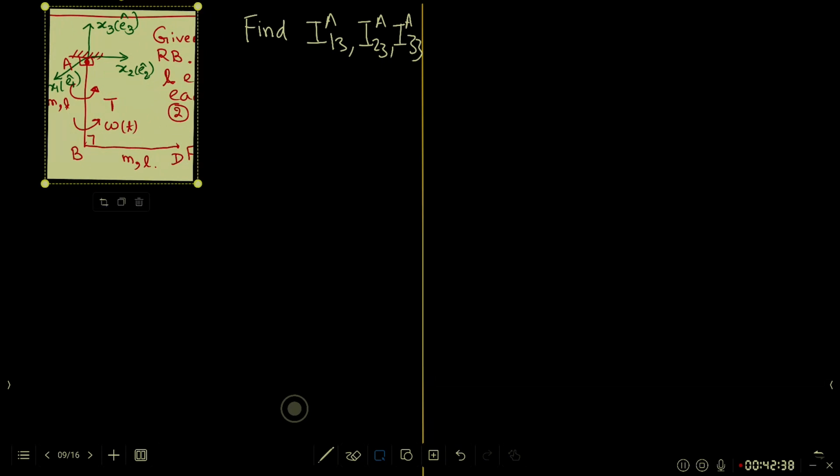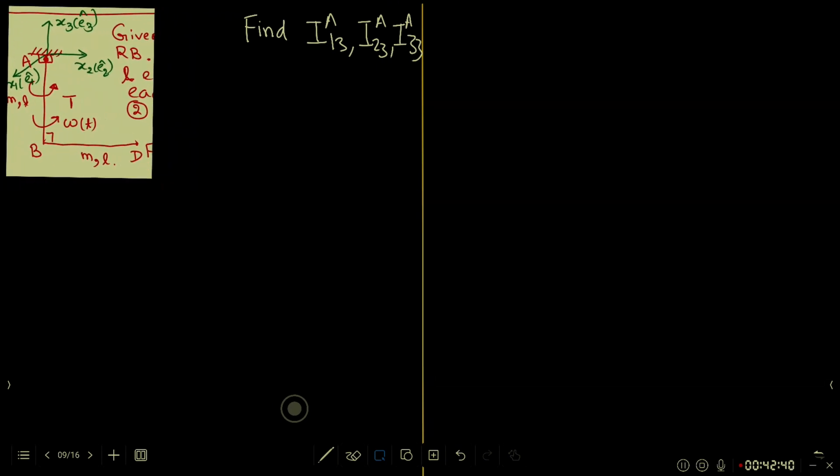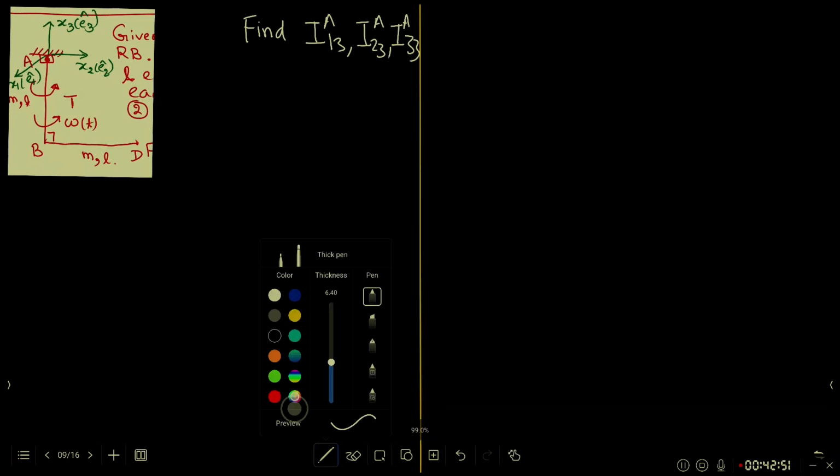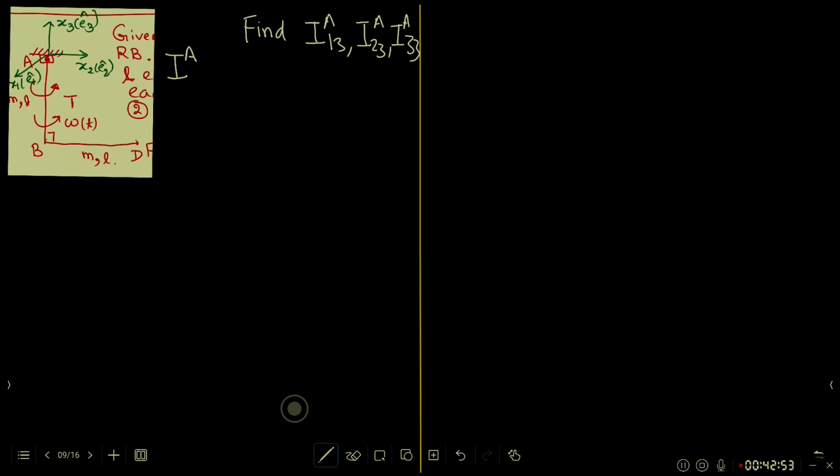Now in this problem, IA13 is 0. Why? Because the entire RB lies in the X2 E2, X3 E3 plane. We need to find the 2 other inertia components.